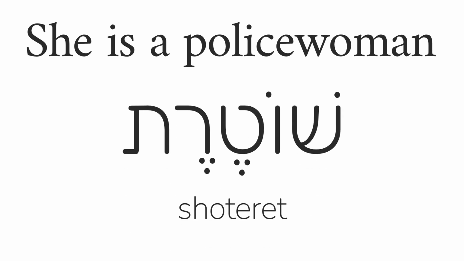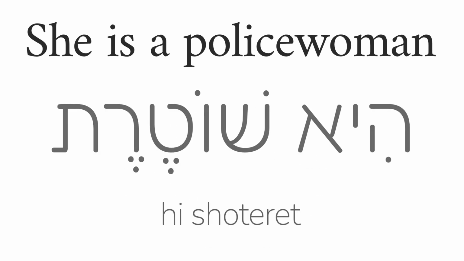Now let's say she is a policewoman. Policewoman is "shoteret." This sentence will be very similar to "hu shoter." We just use the feminine counterparts of those words to get "hi shoteret." She is a policewoman. Hi shoteret.